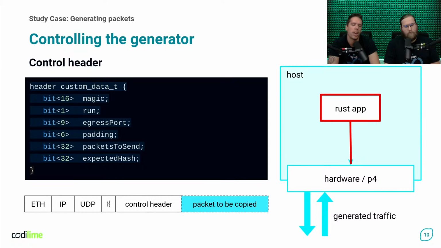And then we have values like whether we want to enable or disable the generator, what is the egress port that we want to send the traffic to, how many packets we want to send. This could also be set to infinity. And what is the hash that we expect on the other end of the pipeline? Yeah, that's it.